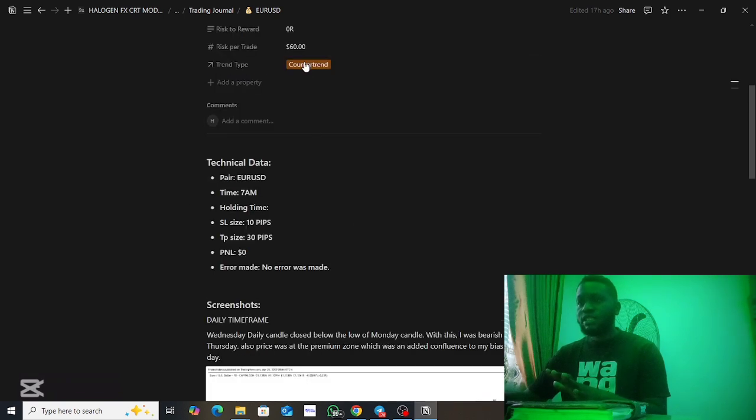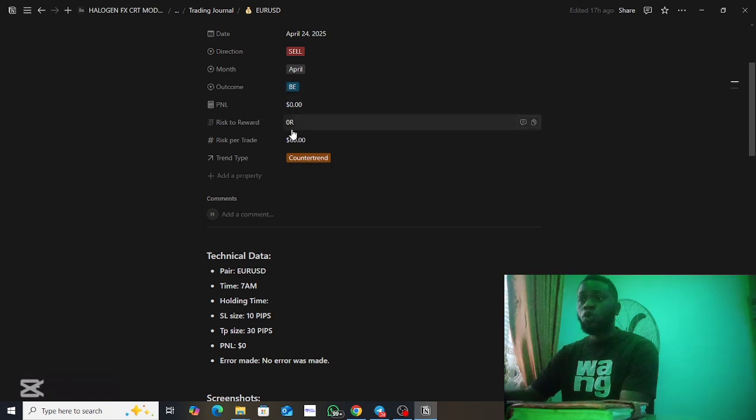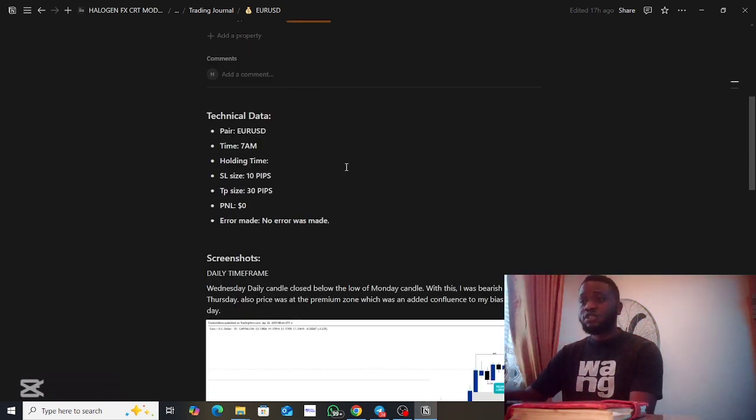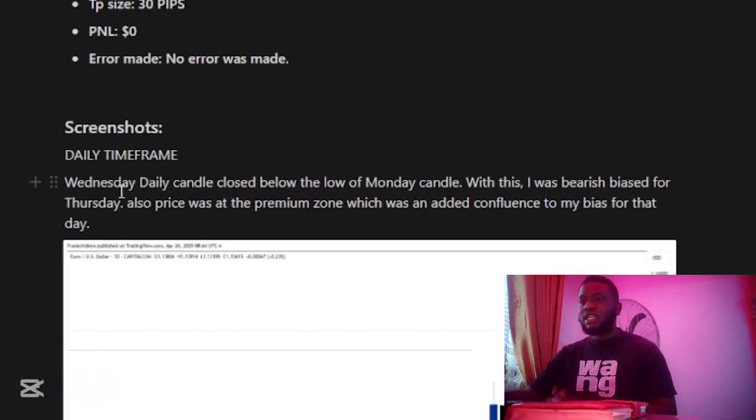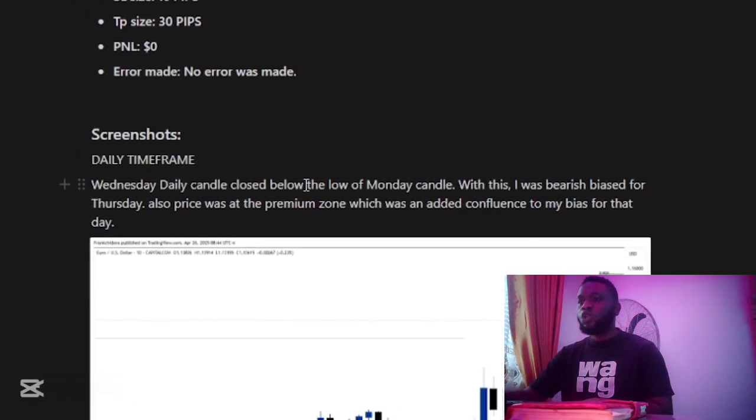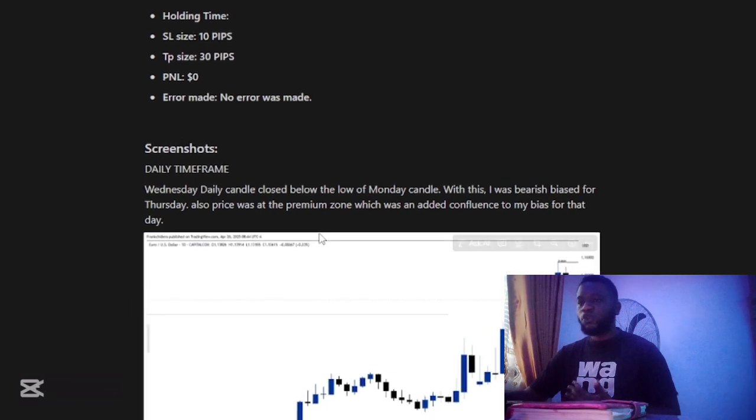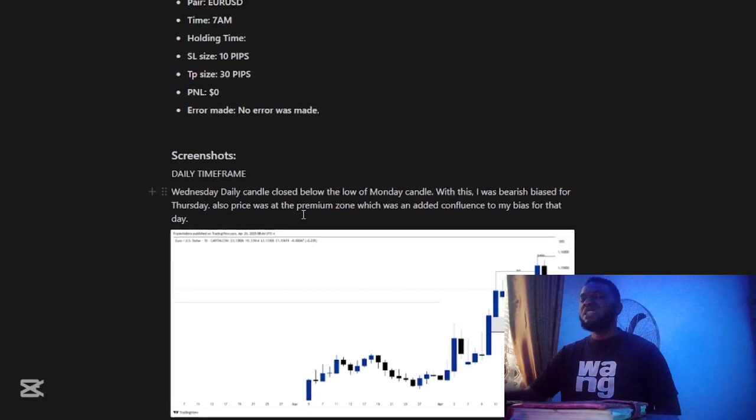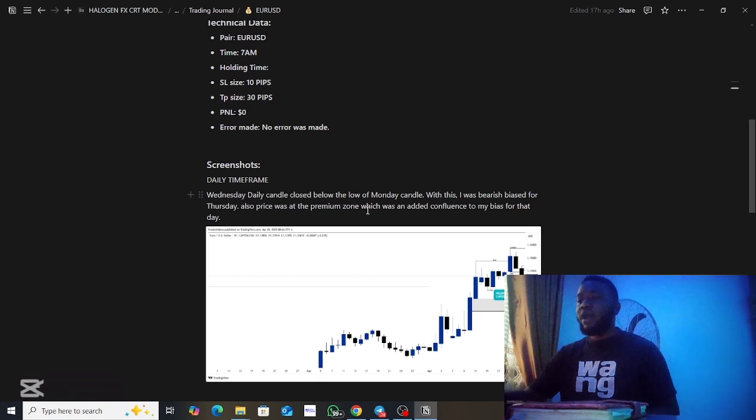Like I said, counter trend, and it turned out to be break even by risking 1%. You know the reason why I said I was going to risk 1%: I already had 4.something% on my account, so I was willing to risk 1%. Now look at what I said for this trade. Wednesday's daily candle closed below the low of Monday's candle. With this, I had a bearish bias for Thursday. Also, price was at a premium zone, which was an added confluence for my sell that day.